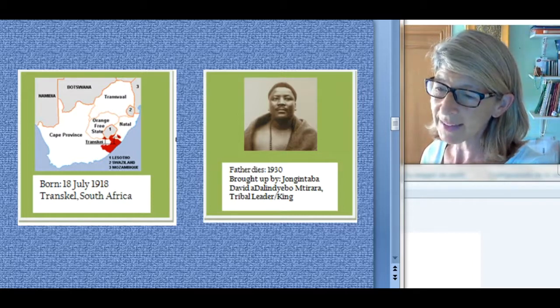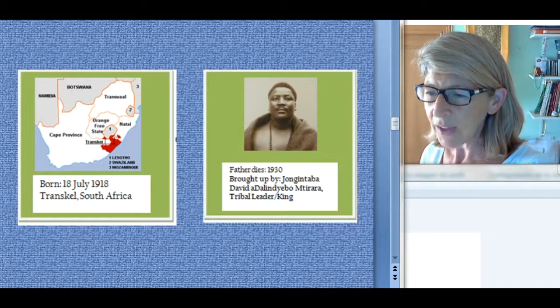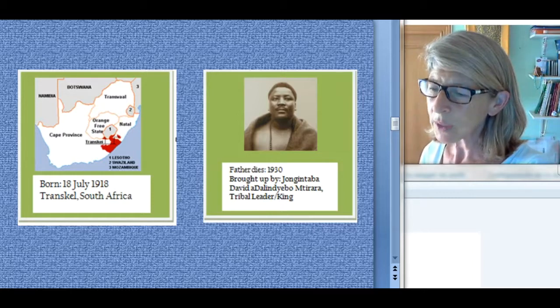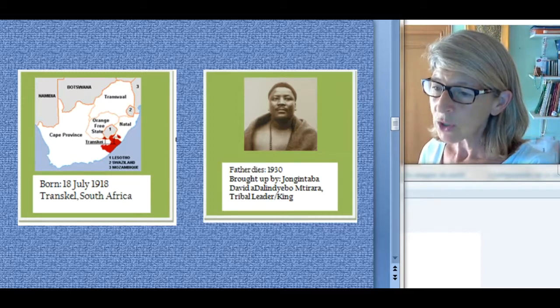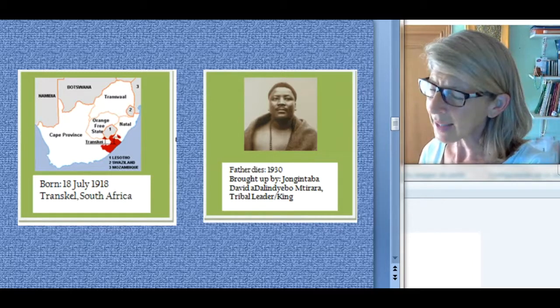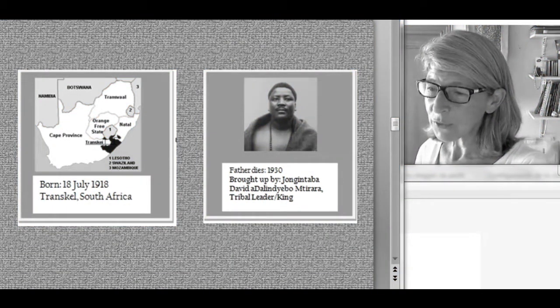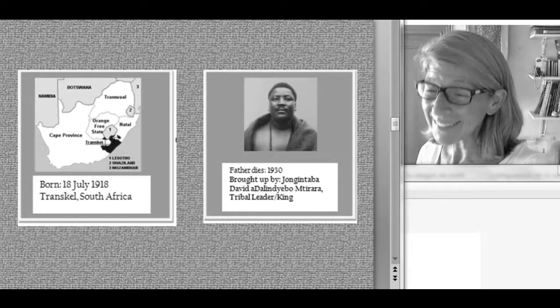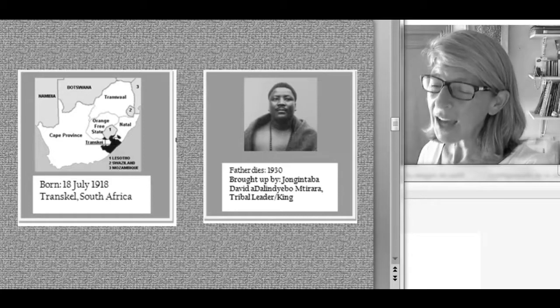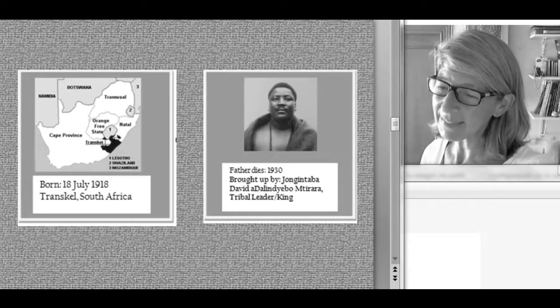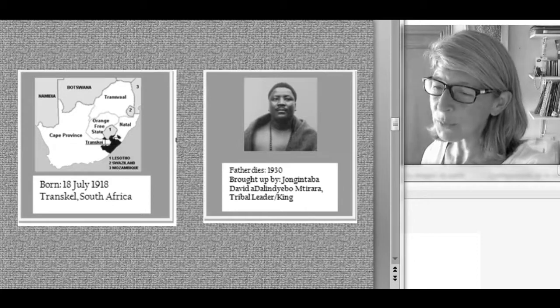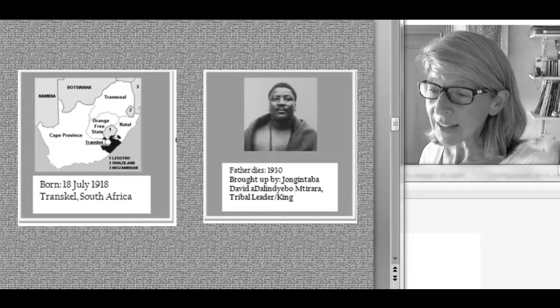The other student might say, Nelson Mandela's father died in 1930, so he was 12 years old. He was brought up by the king of his tribe, John Jintaba, I can't pronounce his name. In both instances, the little bit of information you've given is a scaffold in itself. You've given the students the confidence to dare to make complete sentences and also to add some information of their own. Saying, I can't pronounce his name, is a valid addition.